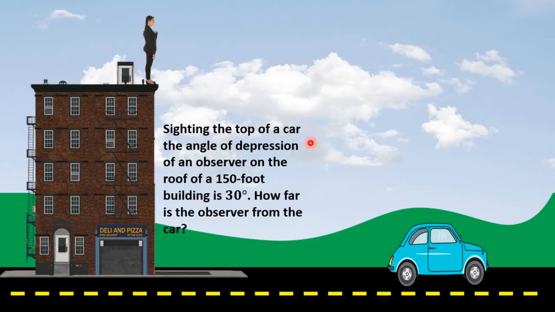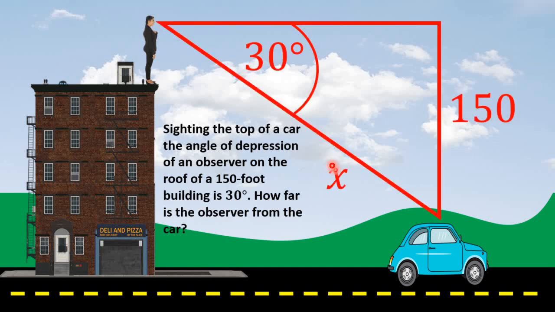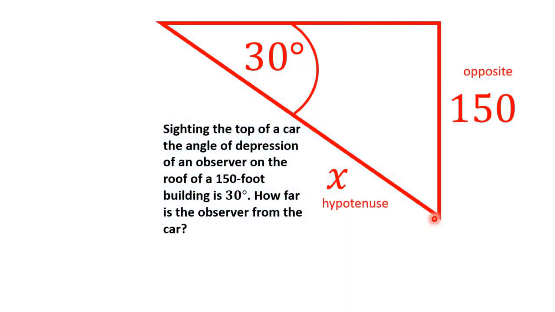All right, sighting the top of a car, the angle of depression of an observer on the roof of a 150-foot building is 30 degrees. How far is the observer from the car? All right, so they're telling me that the angle of depression, or the angle below horizontal, for the observer is 30 degrees, and that the building is 150 feet tall. And they want to know how far the observer is from the top of the car. So we have this triangle here.